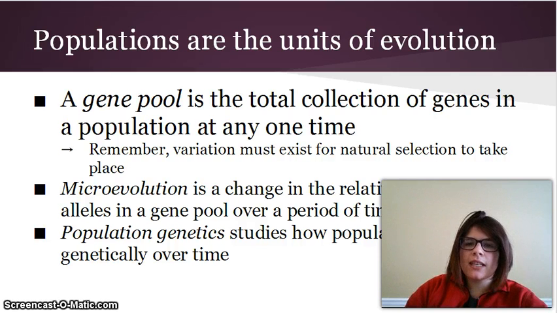So populations are the units of evolution. Now remember, a population is a group of a species that live in one area. And remember, we talked about how populations are the unit that evolves. Individual species do not evolve. So a gene pool is the total collection of genes in a population.